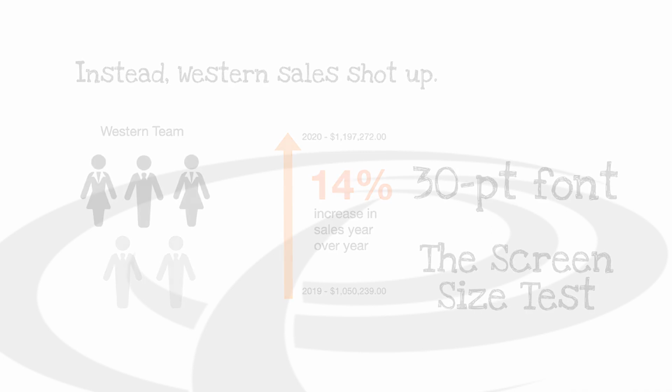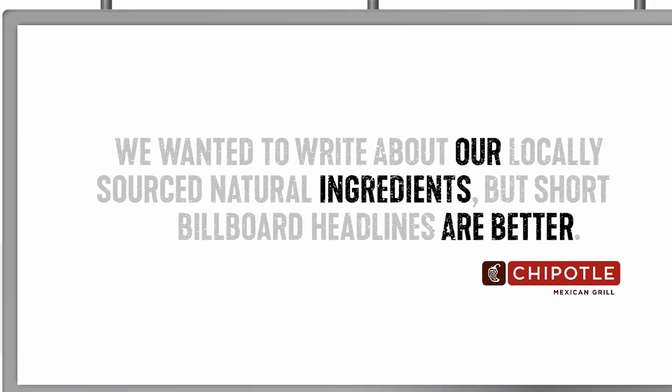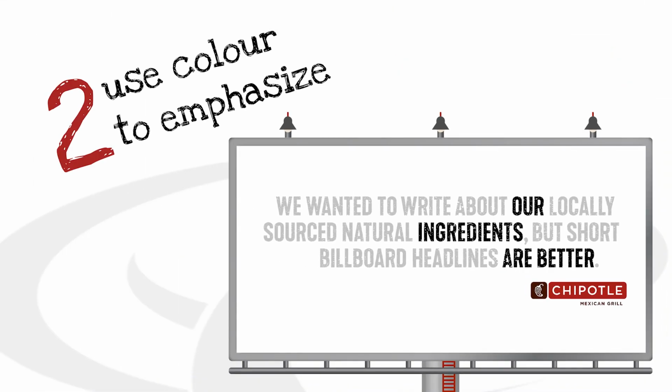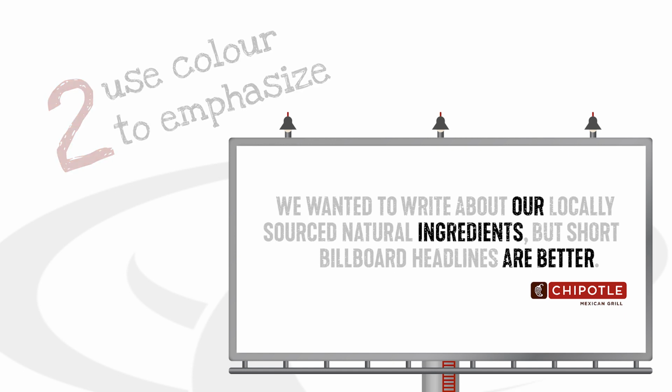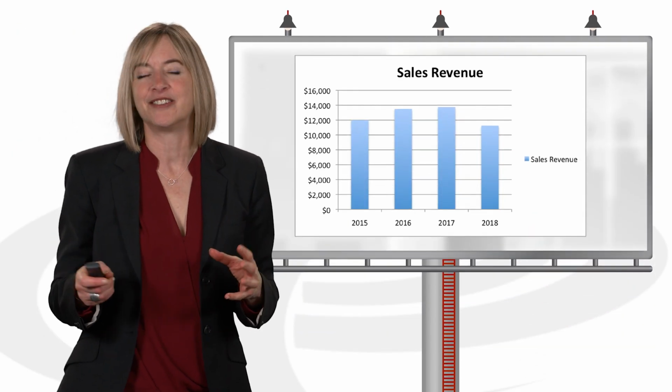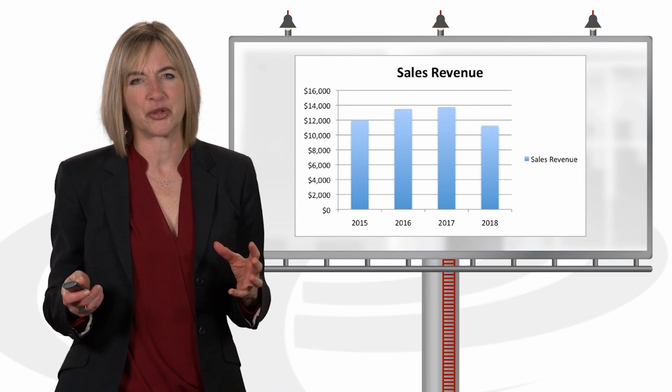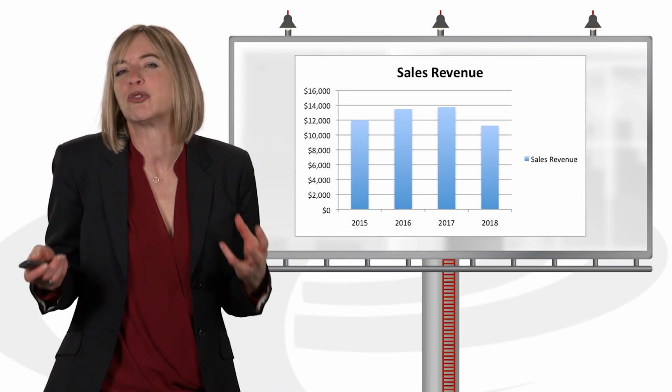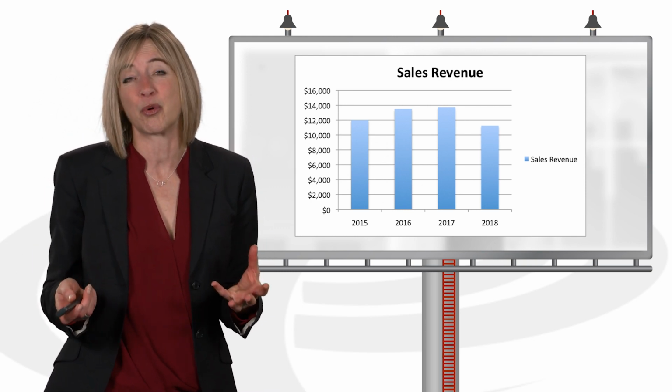What's another way we can do it? Well, we can follow Chipotle's lead here and use color to emphasize. Really easy to see the story on the Chipotle billboard. But on our business slide, it's not always that easy to tell what the story is, especially for building graphs and charts, and this is what we're working with.